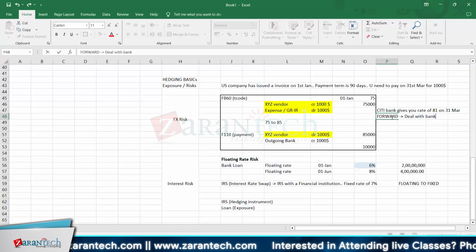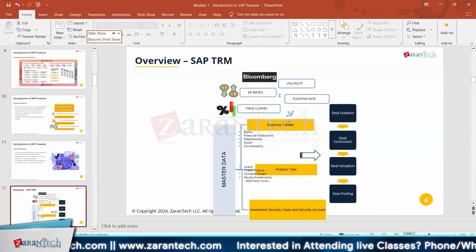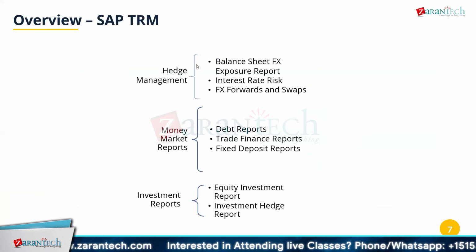Okay, let's just go back to the slides. I hope you got some idea about balance sheet exposure. We'll discuss balance sheet exposure, which is slightly different from normal exposure. Generally, balance sheet exposure is all about understanding your overall exposure in terms of the vendor, asset, liability, and giving you an overall picture. I have also worked on balance sheet exposure.